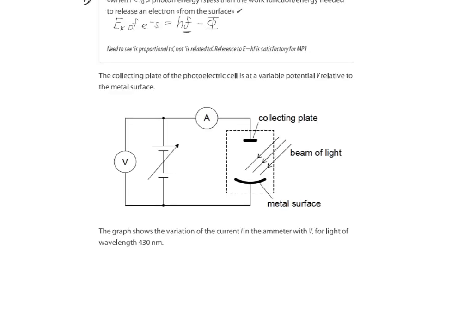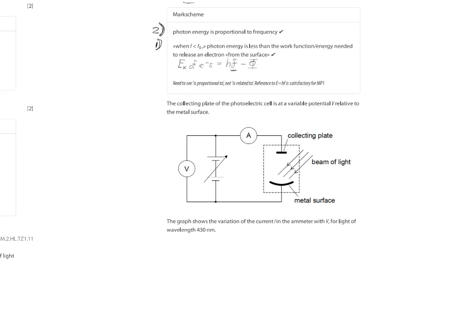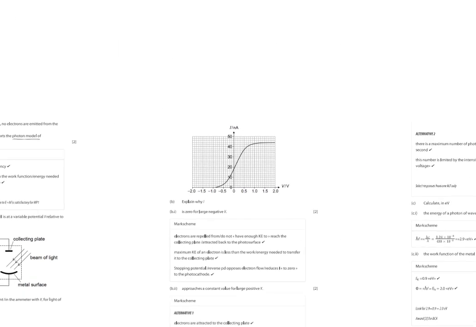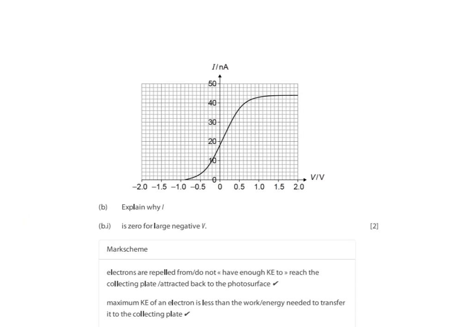Here's our setup. We have a variable power supply with a voltmeter on it, an ammeter to measure the electron flow. There's a beam of light on a metal surface, and there's a collecting plate. It says the graph shows the variation of current with voltage for a wavelength of 430 nanometers. What graph? This graph.